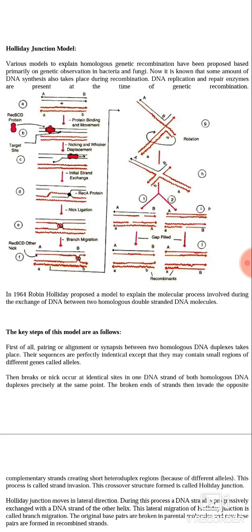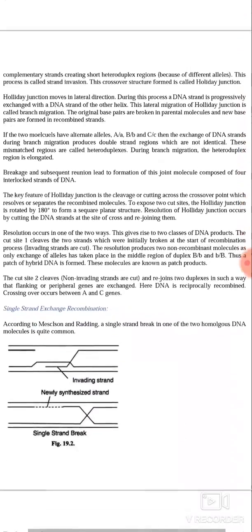The Holliday junction moves in a lateral direction. During this process, a DNA strand is progressively exchanged with the DNA strand of the other helix. This lateral migration of the Holliday junction is called branch migration. The original base pairs are broken in parental molecules and new base pairs are formed in recombined strands.